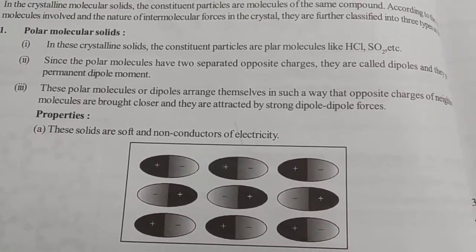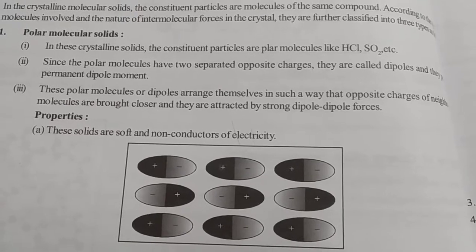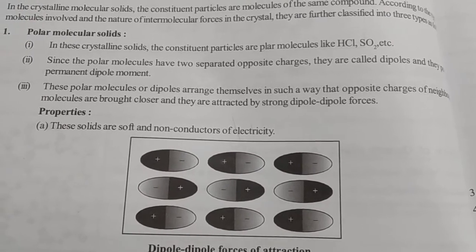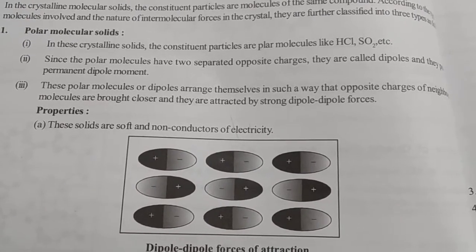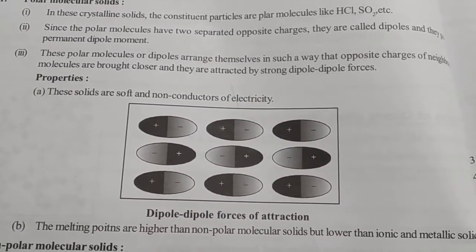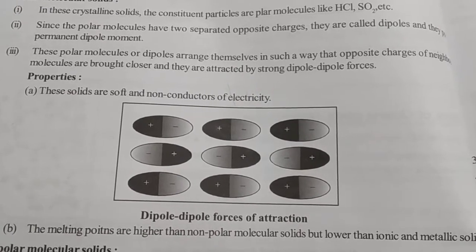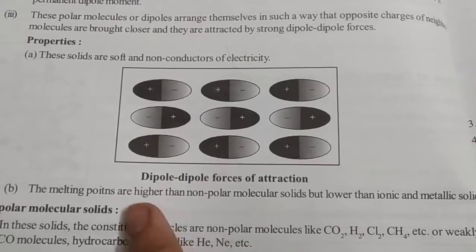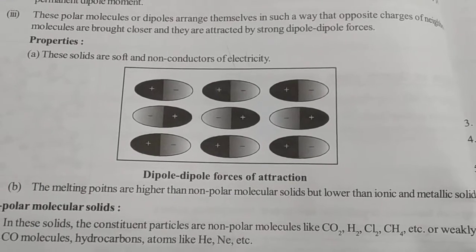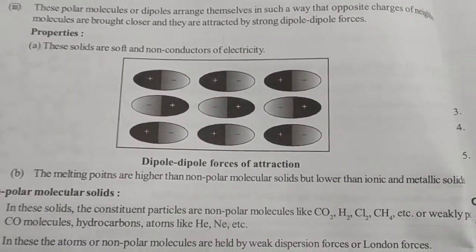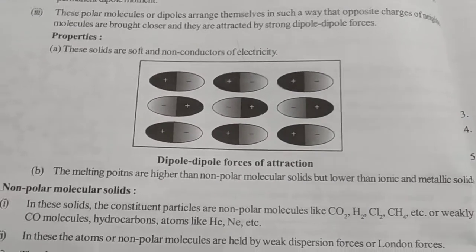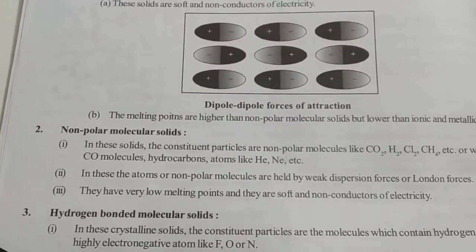Third point, these polar molecules or dipoles arrange themselves in such a way that opposite charges of neighboring molecules are brought closer and they are attracted by strong dipole forces. Then properties: these solids are soft and non-conductors of electricity, because there is dipole force of attraction between them. Second property is the melting points are higher than non-polar molecular solids but lower than ionic and metallic solids. So this is about polar molecules.